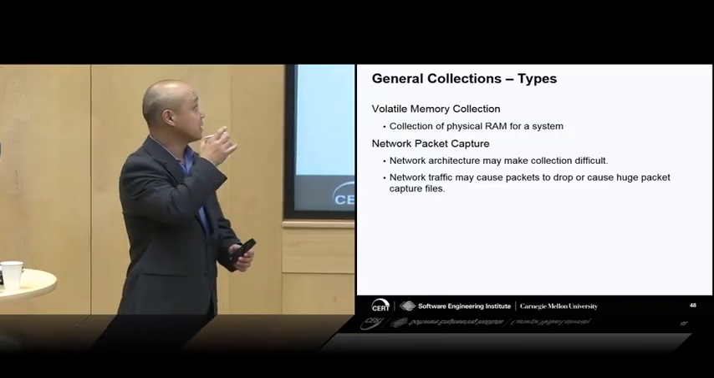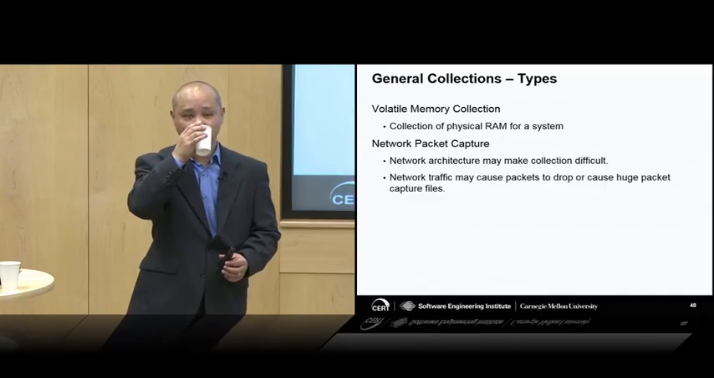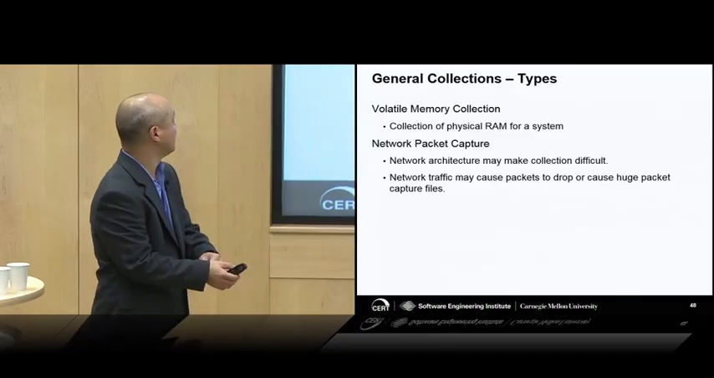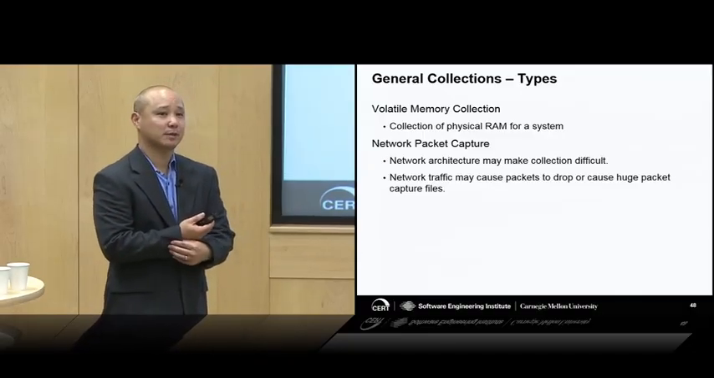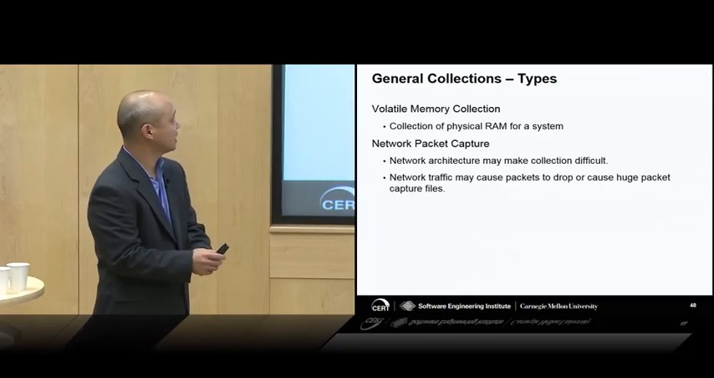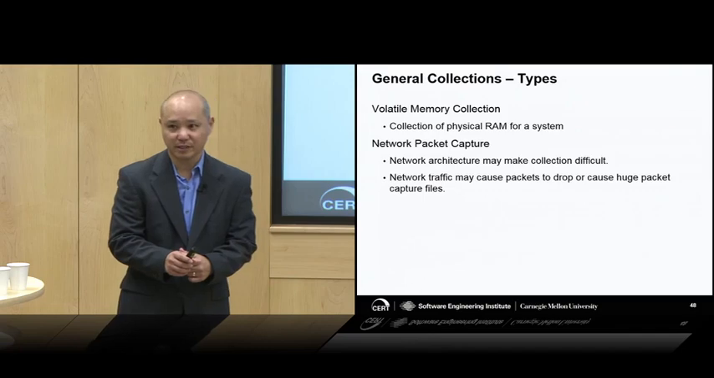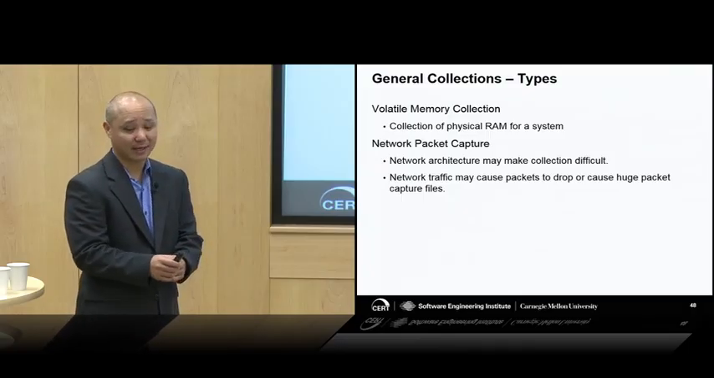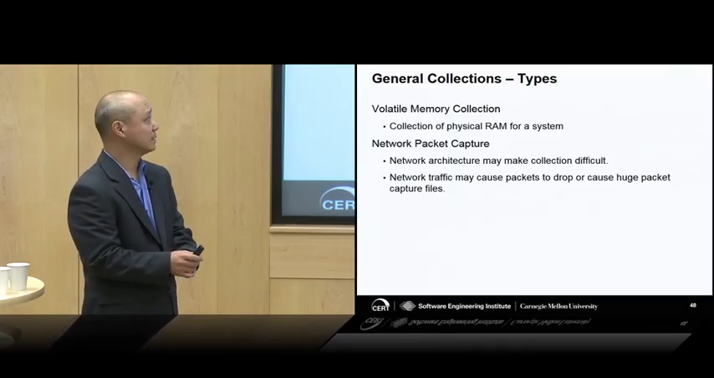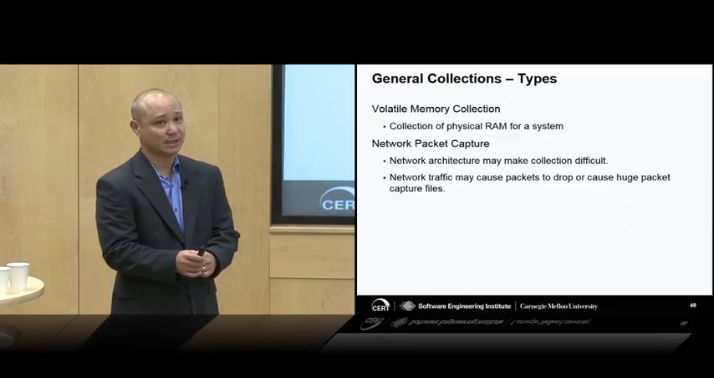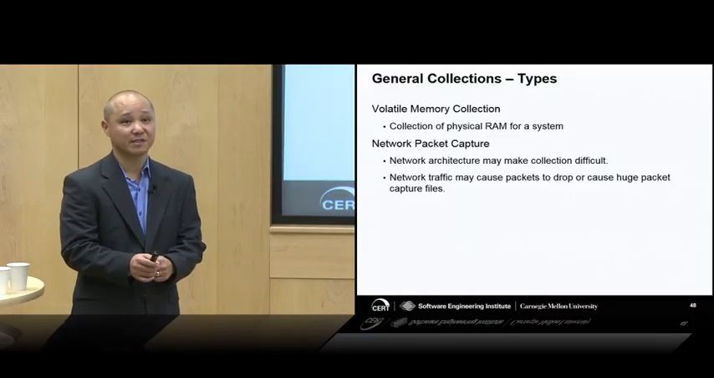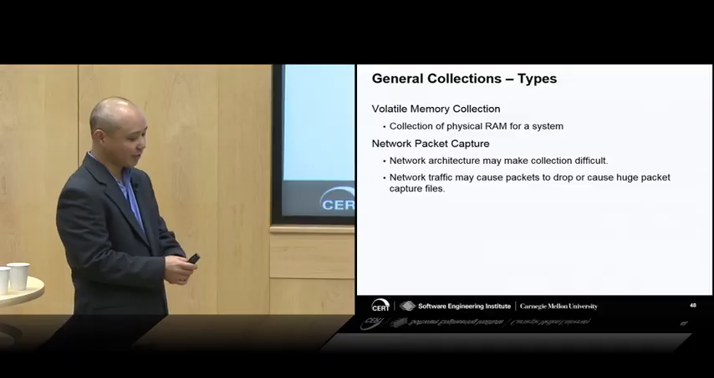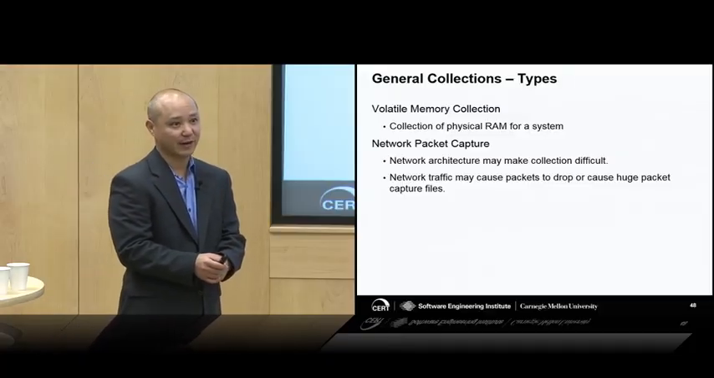Okay, so the types: volatile memory collection, grabbing the physical RAM, right? And then we talked about network packet capture, and depending on the network architecture, this may make your collection challenging. We talked about where to place a sniffer, that sort of thing. And if you happen to have a pretty complicated network setup, then you may have to move the sniffer from area to area, and that can be a pain as well.